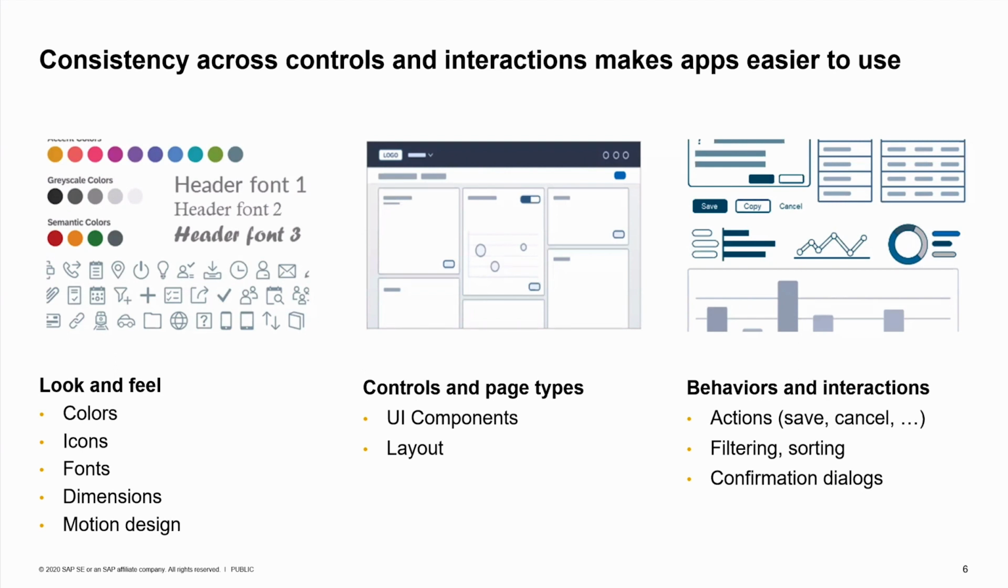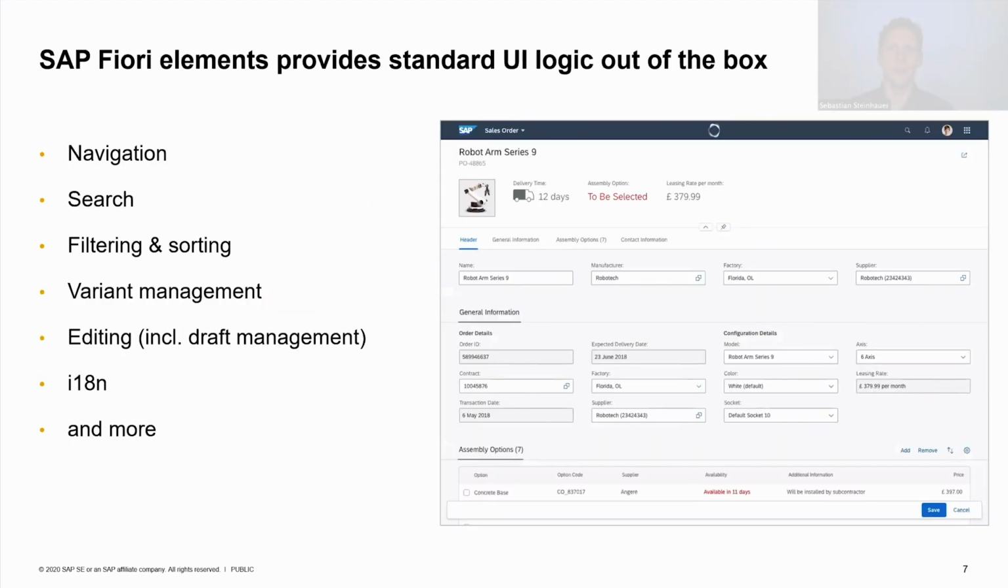But you get more than just the behavior. You also get the enterprise class features. You get the navigation, features like flexible column layout, you get search capabilities, all your tables have filtering and sorting built into them. You have variant management to allow people to customize their applications for their own use. You have editing and draft management capabilities.